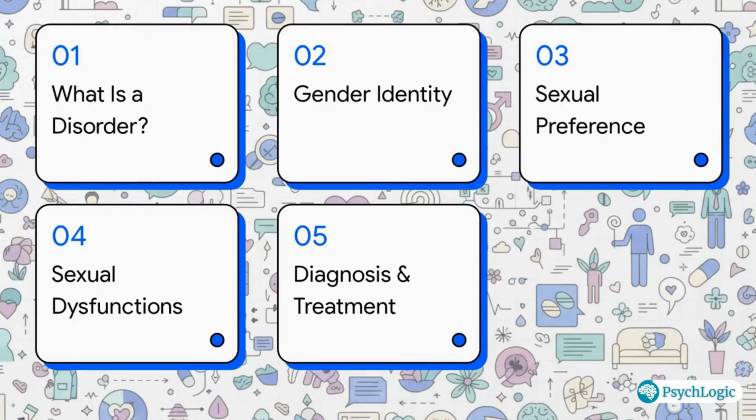All right, so here's how we're going to break it all down. First, we'll get a handle on what a sexual disorder even means from a clinical standpoint. Then we'll dive into gender identity and maturation, disorders of sexual preference, and then we'll look at sexual dysfunctions. And we'll wrap it all up with how these things are actually diagnosed and treated.